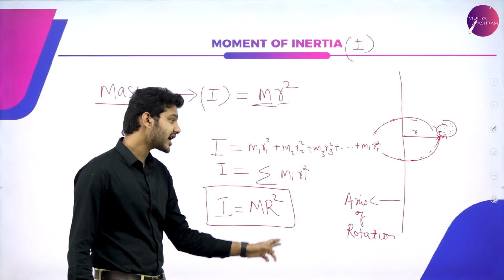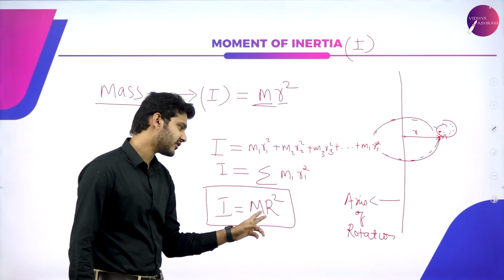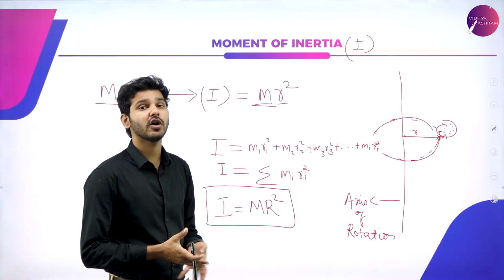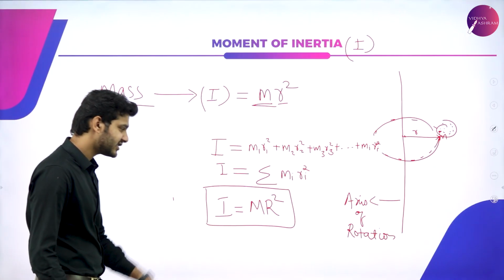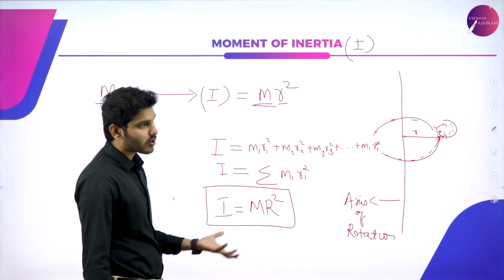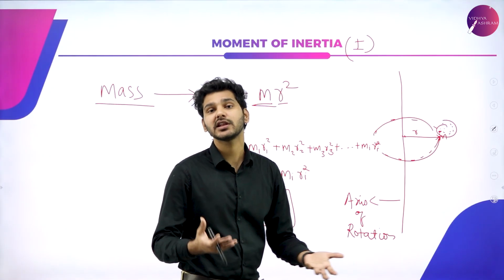Again, the only difference is that this is for a single particle, and this is for a system of particles. So this is how you actually express moment of inertia. From this you can understand what quantities moment of inertia depends upon.